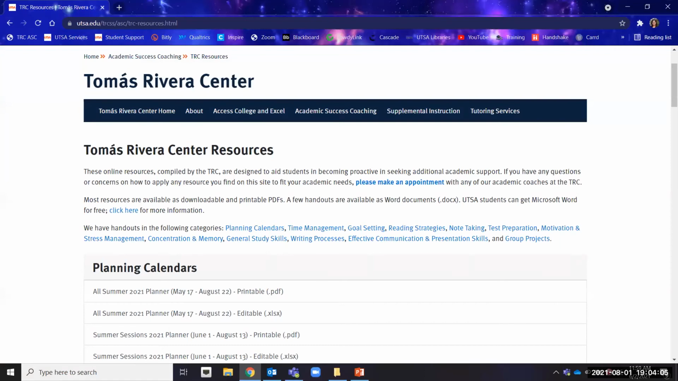You can get some resources for different planning calendars on our website, on our resource page, where you can download calendars for the term or the semester and different planners. You definitely don't need to get an expensive planner just to be able to plan out your mini deadlines and what you need to work on.